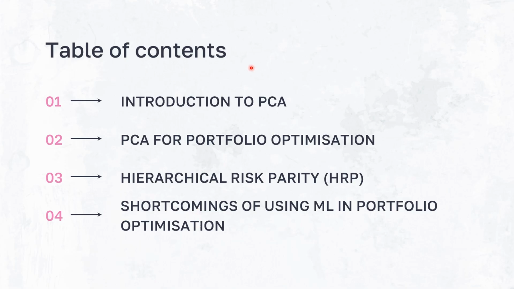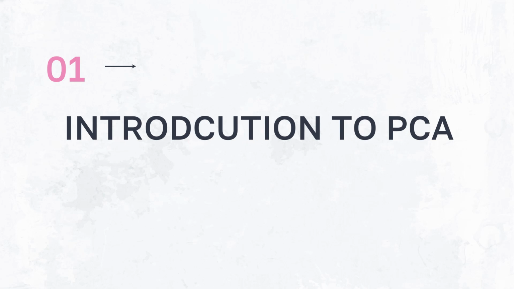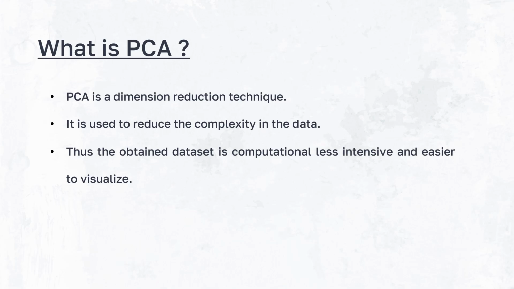These are the contents that we will be discussing today. First, introduction to PCA. What is PCA or Principal Component Analysis? PCA is a dimension reduction technique. It is used to reduce the complexity in the data. Thus, the obtained dataset is computationally less intensive and easier to visualize.